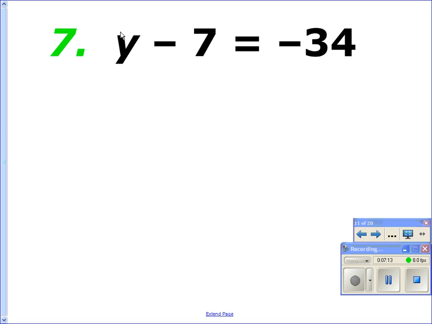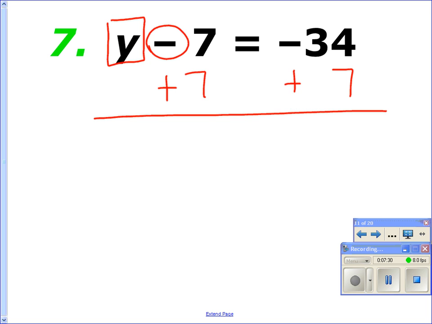So we're going to box our variable again, box our y, circle our addition. Okay, sorry, that's a subtraction sign. Circle our subtraction. Since we see subtraction, we are going to add 7 on both sides. Okay, negative 7 plus 7 cancels out. So you're left with y equals, I'm going to write this out again, negative 34 plus 7.